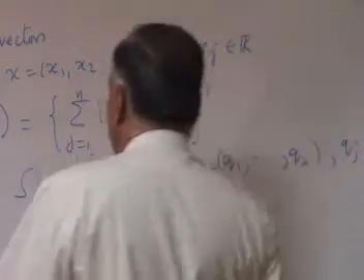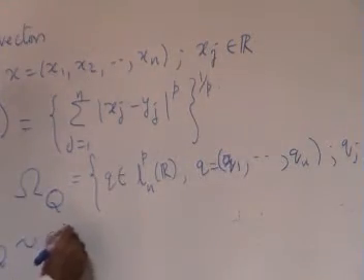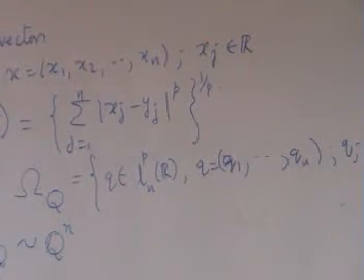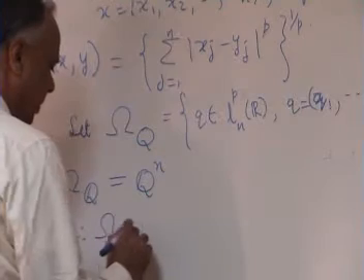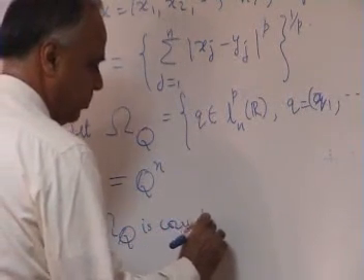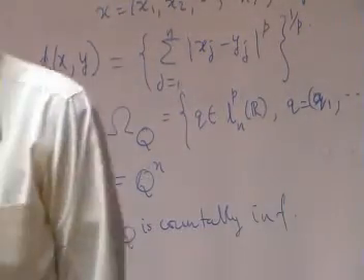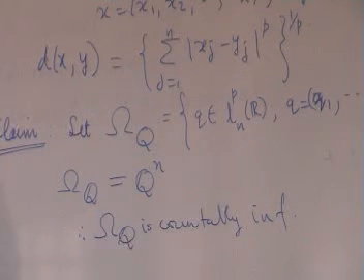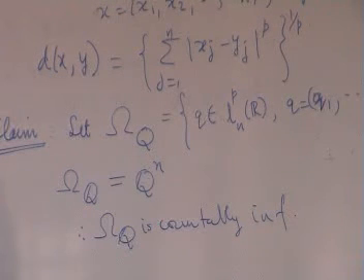Now we will show, first of all, omega q is set theoretically equivalent to Q^n. It is in fact Q^n. So therefore what does that mean? Omega q is countable. So omega q is countably infinite, because if you take a countably infinite set and take the Cartesian product any finite number of times, it is still countably infinite. Now we show that this is also dense.